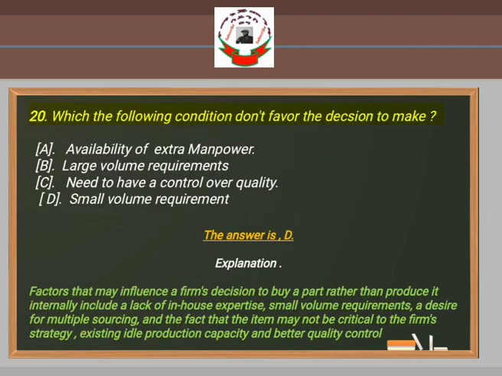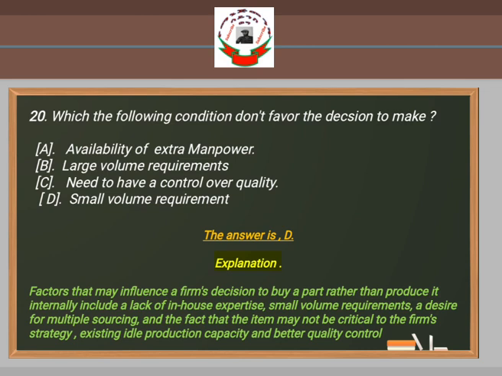20. Which of the following conditions doesn't favor the decision to make? A. Availability of extra manpower. B. Large volume requirements. C. Need to have a control over quality. D. Small volume requirement. The answer is D.